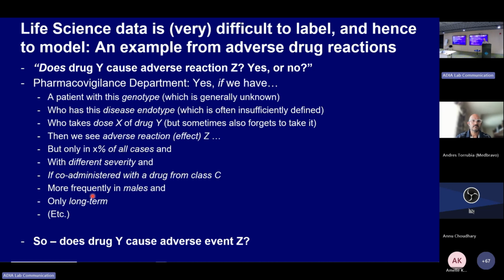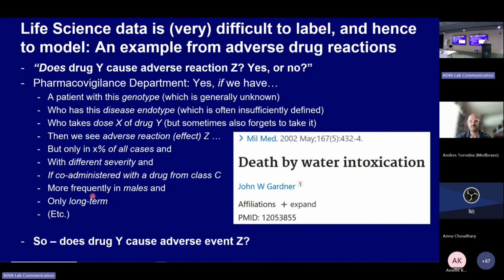And so does a certain drug cause an adverse event? Well, it depends, right? Even water can be toxic. Okay, if you drink 3 liters of water in half an hour, you dilute your electrolytes. Can be a problem if you're on a marathon and you only drink water. You shouldn't do that. So you dilute your electrolytes, right? This is death by water intoxication. That can be a problem.